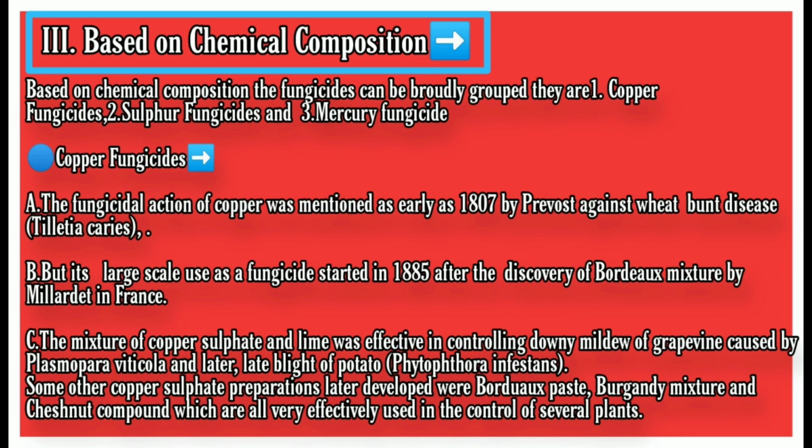3. Based on chemical composition. Based on chemical composition, the fungicides can be broadly grouped. They are 1. Copper fungicides, 2. Sulfur fungicides, and 3. Mercury fungicides.